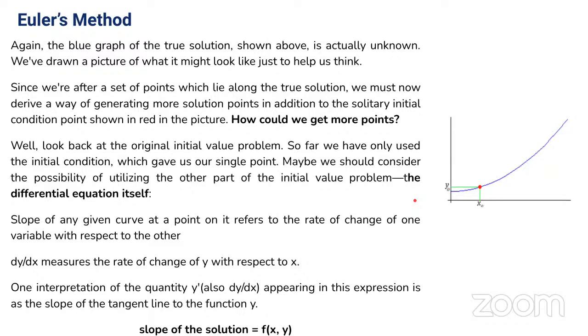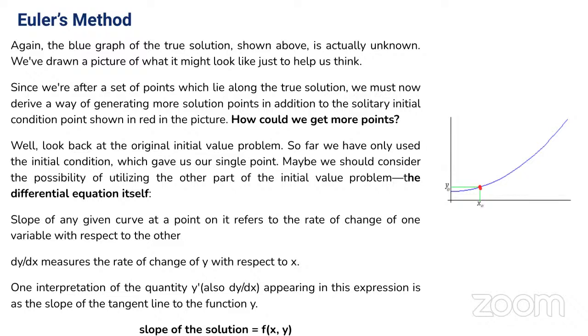Now, from prior knowledge of mathematics, we know that a slope is typically the rate of change of a line, the rate of change of the y-axis relative to the x-axis. Now, the slope of a curve at a particular point typically speaks to the rate of change of one variable with respect to another variable. Now, dy dx in itself, the first order differential, also measures the rate of change of y with respect to x. We will see that these two things, the slope of the curve and dy dx, are similar.